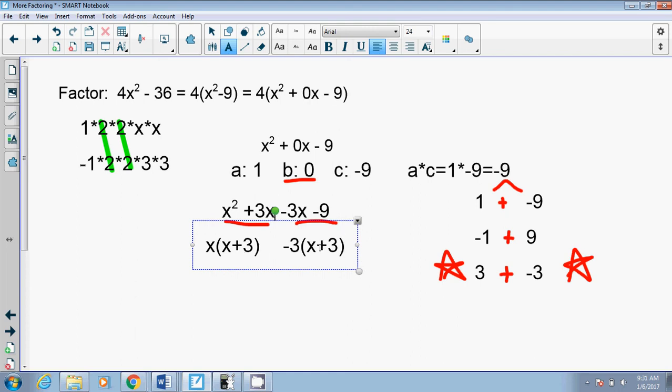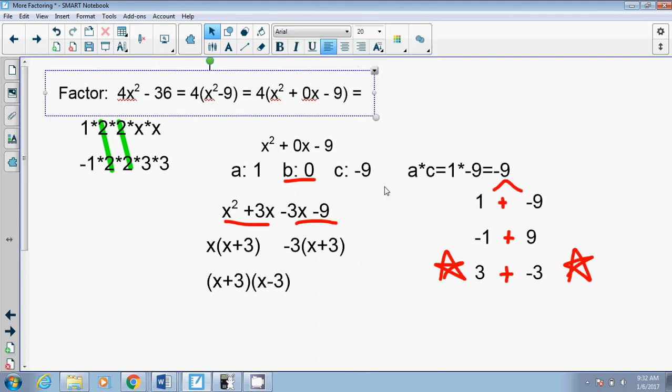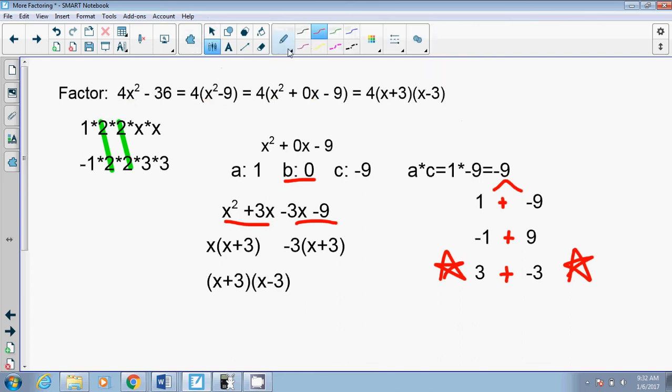And then hopefully you see there's an x plus 3 that they have in common, so I'm able to factor out that x plus 3. The stuff that's left over in the first part is an x. Stuff that's left over in the second part, negative 3. Please realize, yes, this is part of our answer, but it's not our complete answer because we originally factored out a greatest common factor. So I have to account for that. So my factored form of the polynomial 4x squared minus 36 is 4 times the quantity x plus 3 times the quantity x minus 3.